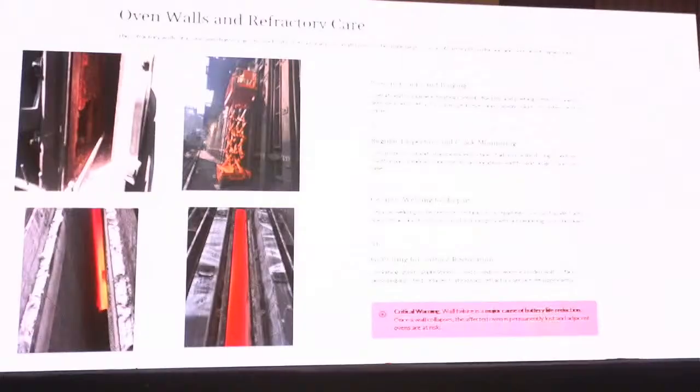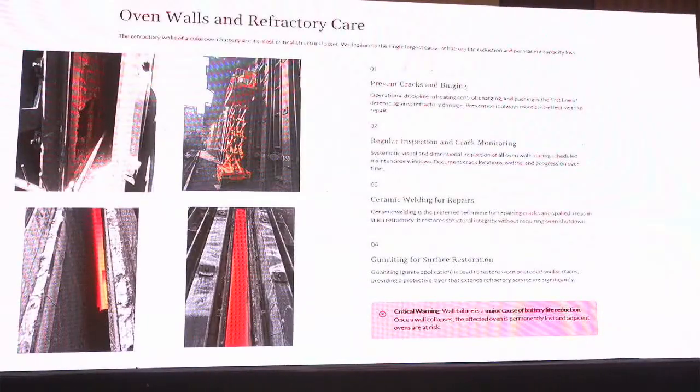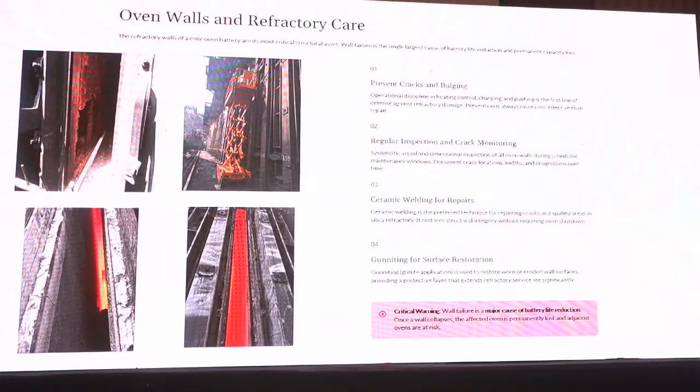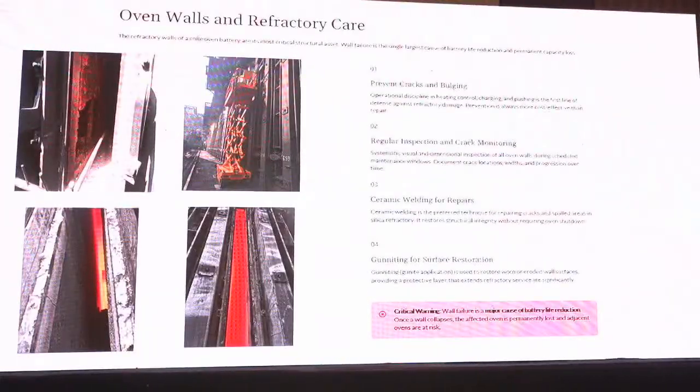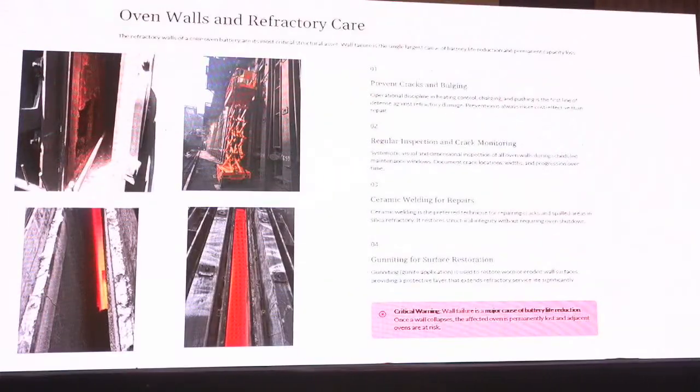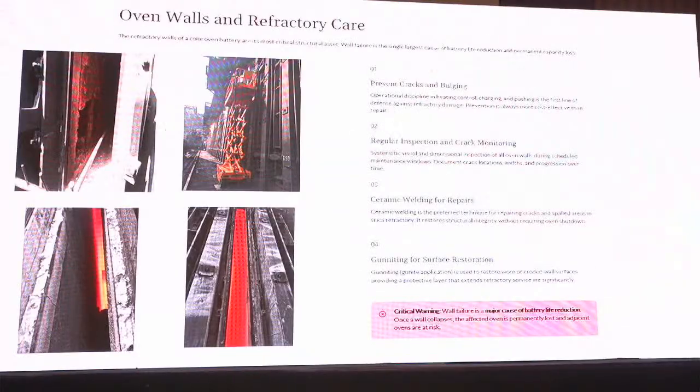Preventing cracks and bulging. Proper operational discipline in heating controls, charging and pushing is vital for preventing refractory damage. Regular inspection and crack monitoring. Ceramic welding for repairs, repairing cracks in the silica refractory without requiring any shutdown. Grinding is used for surface restoration, where eroded wall surfaces are restored by mortar through grinding application.